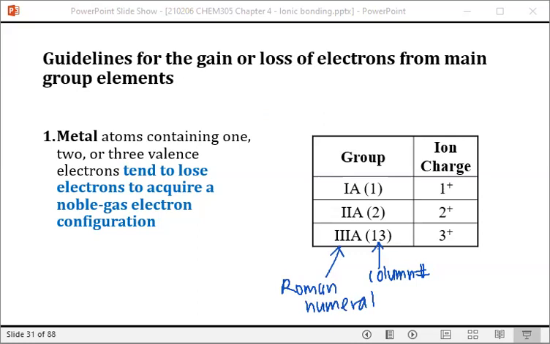For these metal elements, in order to get to the closest noble gas configuration, elements in group 1A, or column 1, are going to tend to lose an electron to have an ion charge of +1. The metals in group 2A, column 2, are going to tend to lose 2 electrons and therefore end up with an ion charge of 2+. And metals that are in group 3A, or column 13, the one that starts with boron, so aluminum and gallium, those metals are going to tend to lose 3 electrons and end up with a charge of 3+.